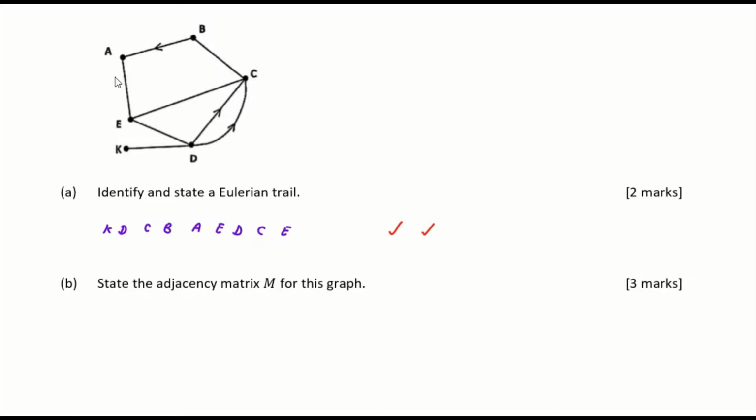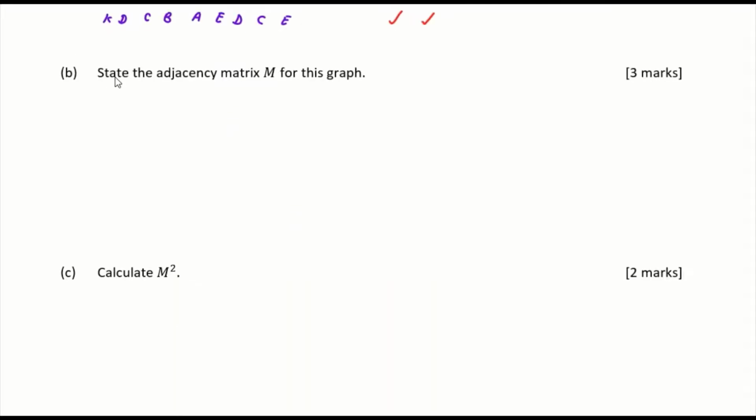Let's write down the vertices that we have: A, B, C, D, E, and K. Same thing for the columns.